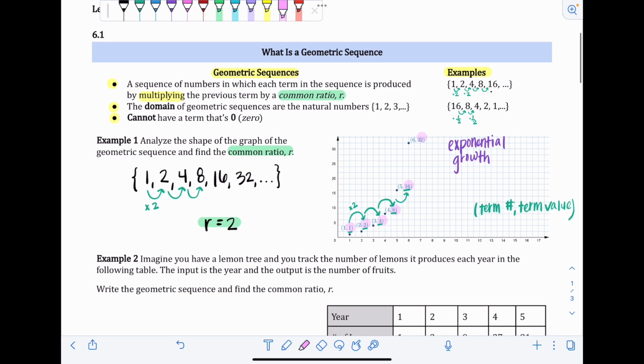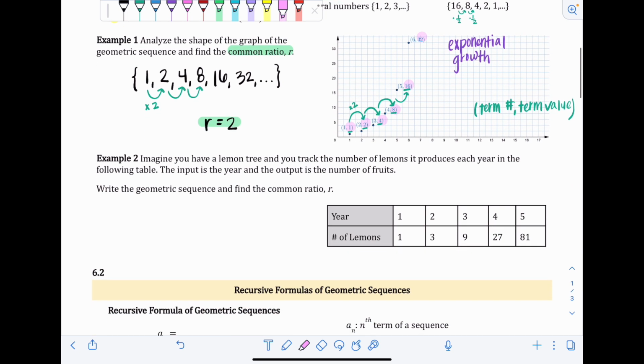Okay, so moving down to example 2, imagine you have a lemon tree and you track the number of lemons it produces each year in the following table. The input is the year. It's also going to be our term number in terms of sequences. And the output is the number of fruits. So write a geometric sequence and find the common ratio r.